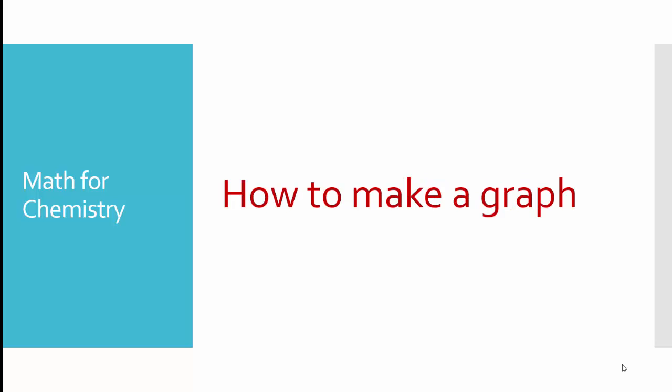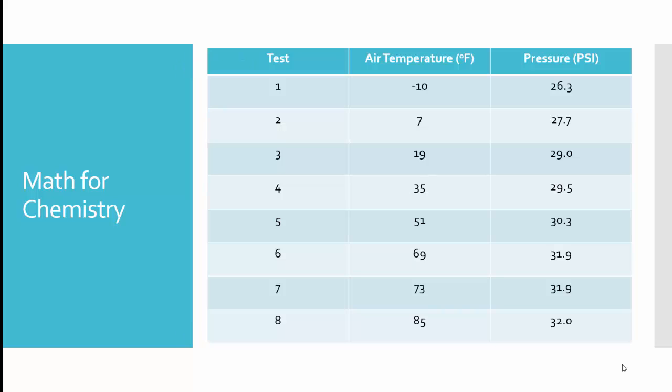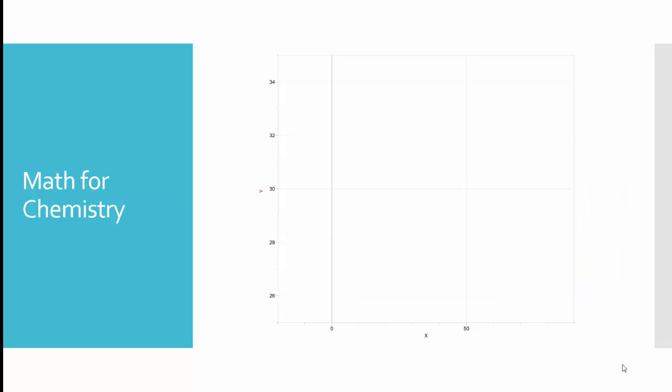How do you do this? Well, making a graph, once again, follow the steps. Start with your graph. Now here, you see that on the x-axis, we go from 0 to 100 for a value, and on the y-axis, we go from 0 to 40. When we take a look at our data, we see that the temperature that should go on the x-axis goes from minus 10 to 85, and the PSI goes from 26.3 to 32. Now when you do a graph, you don't have to start with axes that begin at 0 for both the x and the y-axis. You can adjust them.